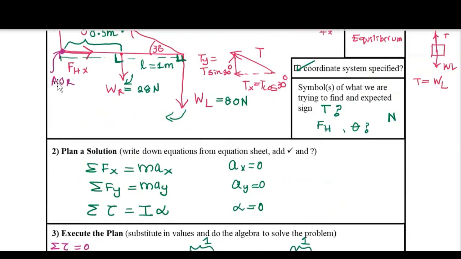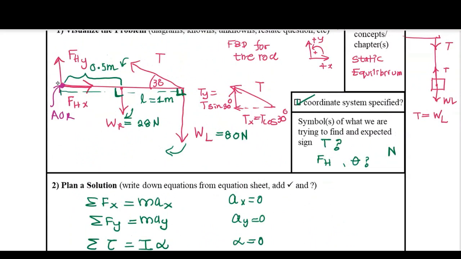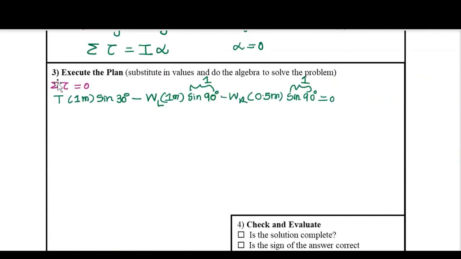So when you add all these torques, you should get 0, because the net torque on the system is 0. The system is at static equilibrium. It's not rotating. So the tension force is equal to, I'm going to separate the tension, the weight of the load is 80 newtons times 1 meter plus 28 newtons times 0.5.